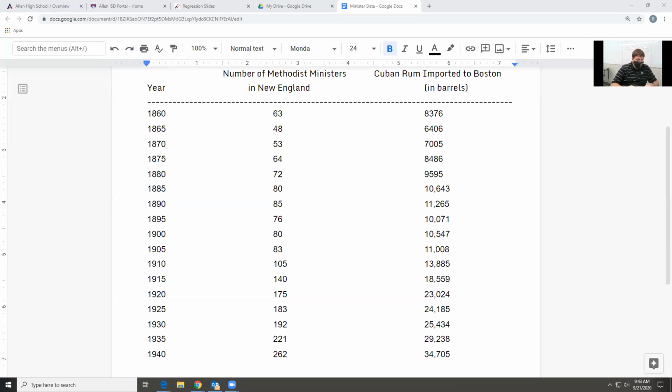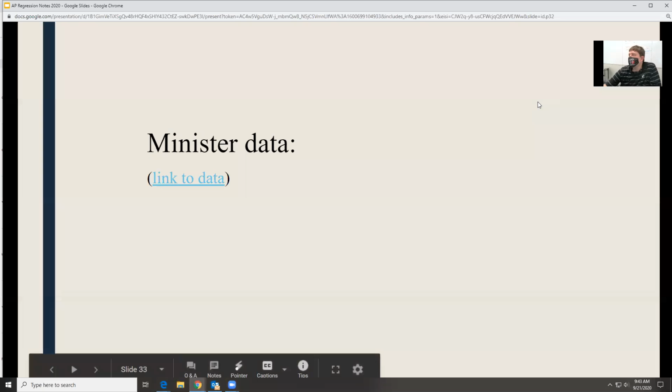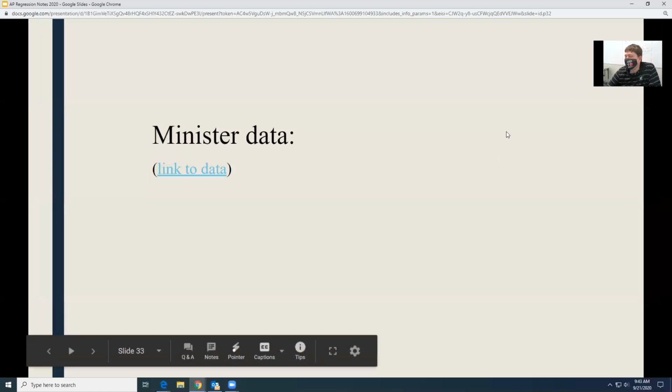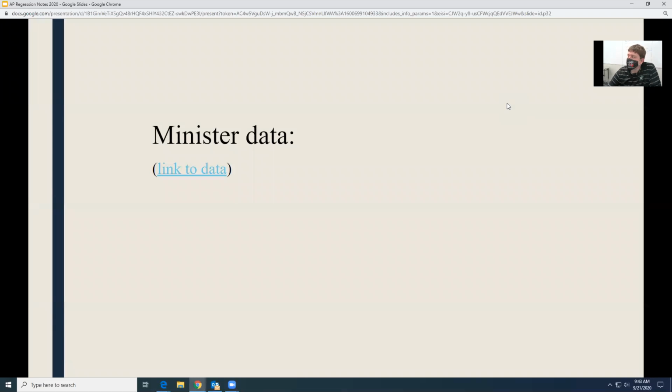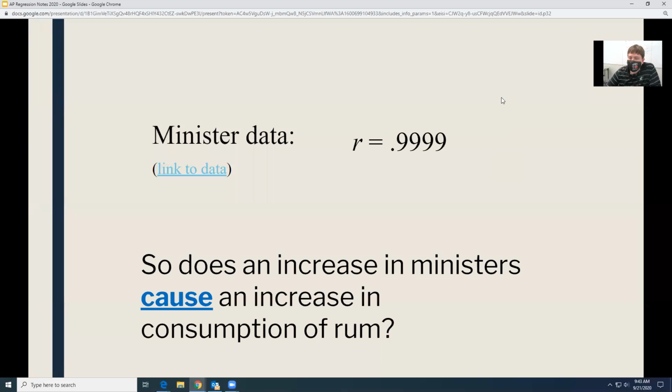All right, what do we notice about our R value? What do we see in front of us? You guys are sleepy today. What'd you guys get for your R value? What'd you get, Skylar? 0.9999640. So if we rounded it, lots of nines, right? 0.999999, almost a 1. So does this tell us that the ministers are causing an increase in the consumption of rum?